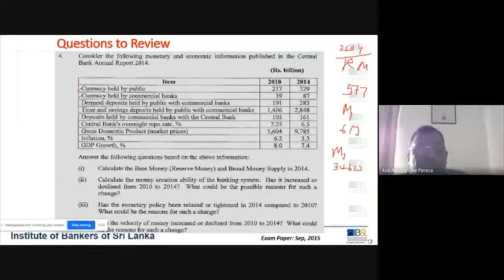Now, question 2. Calculate the money creation ability of the banking system. Has it increased or declined from 2010 to 2014? What could be the possible reasons for such change? What do you say? Money creation ability of the banking system. Calculate. The first thing we'll calculate. How do you calculate money creation ability? How do you measure it? Money creation ability.